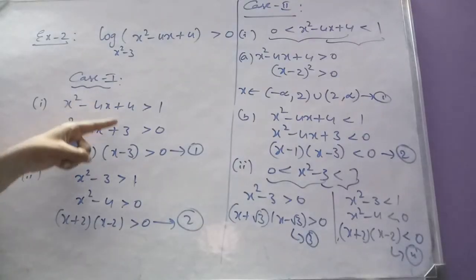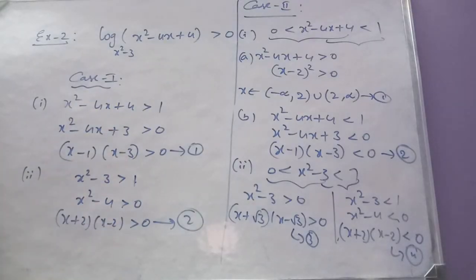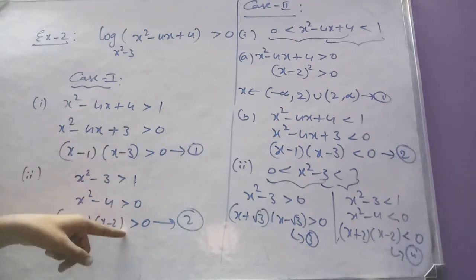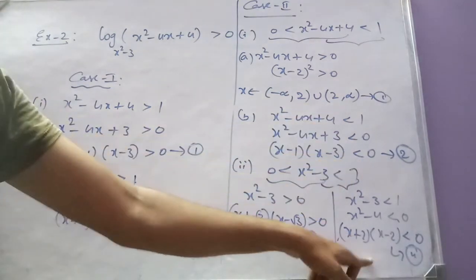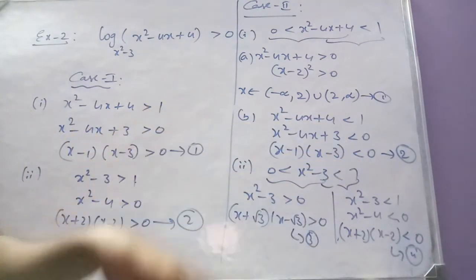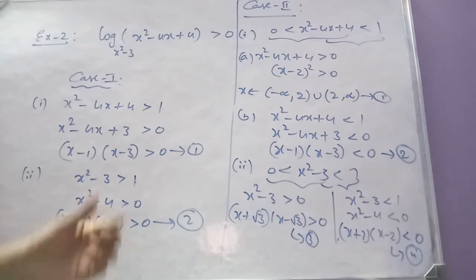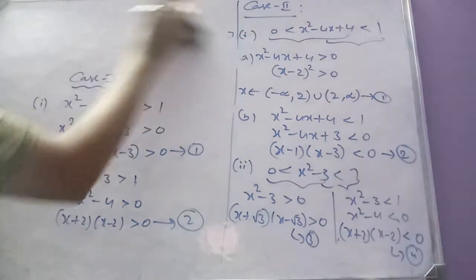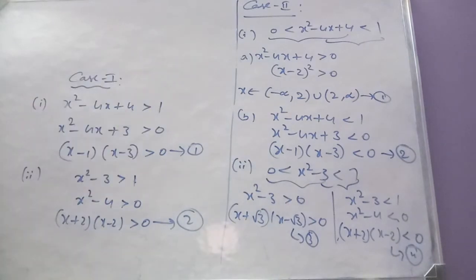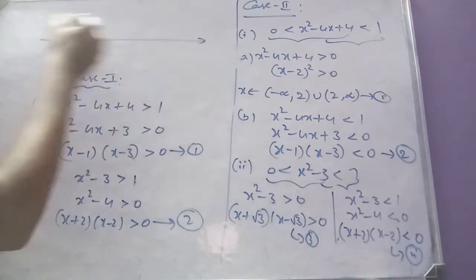Take the common solution set of these two inequalities. First take the common solution set of these two inequalities, that is solution set number 1, and take the common solution set of these 4 inequalities, that is solution set number 2, and the final answer is this solution set union this solution set. So first of all, what is the common solution set in this case? I will erase the question. So let us find out the common solution set.